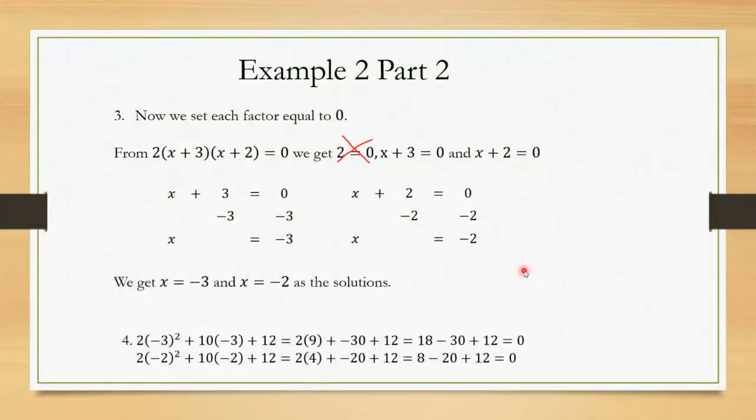Good. So our two solutions are -3 and -2. And if I do a check here, they work. Okay. So that's how you can solve these with factoring. Are there any questions about this?